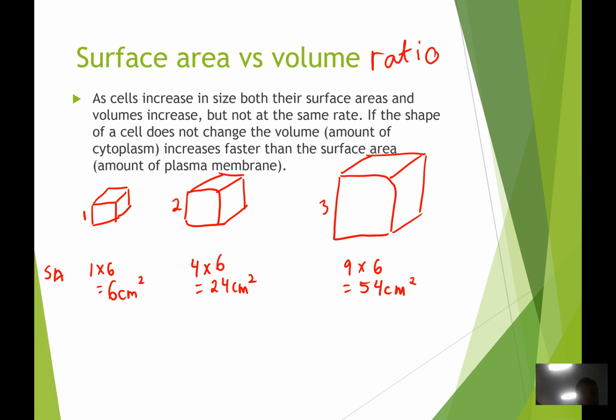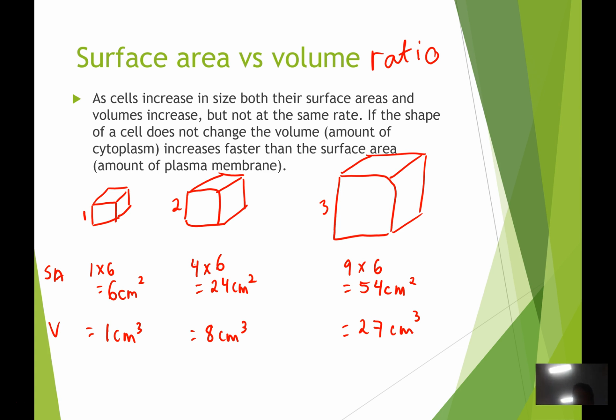Cool. So there's the surface areas. What about their volumes? The volume's a little bit easier to calculate. It's just 1 by 1 by 1, so that one is 1 centimeters cubed. And this one's 2 by 2 by 2, so that one's just 8 centimeters cubed. And lastly, we have 3 by 3 by 3, 27 centimeters cubed.